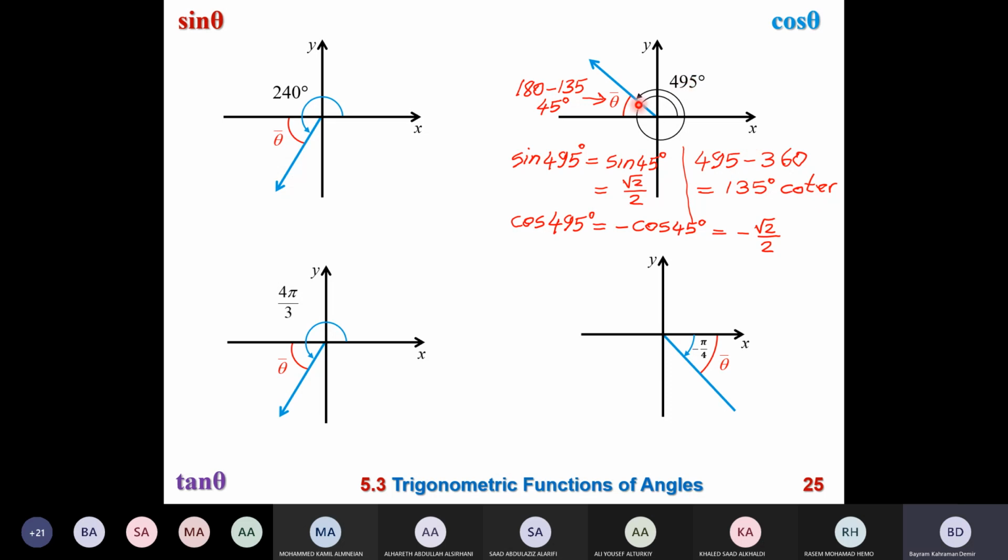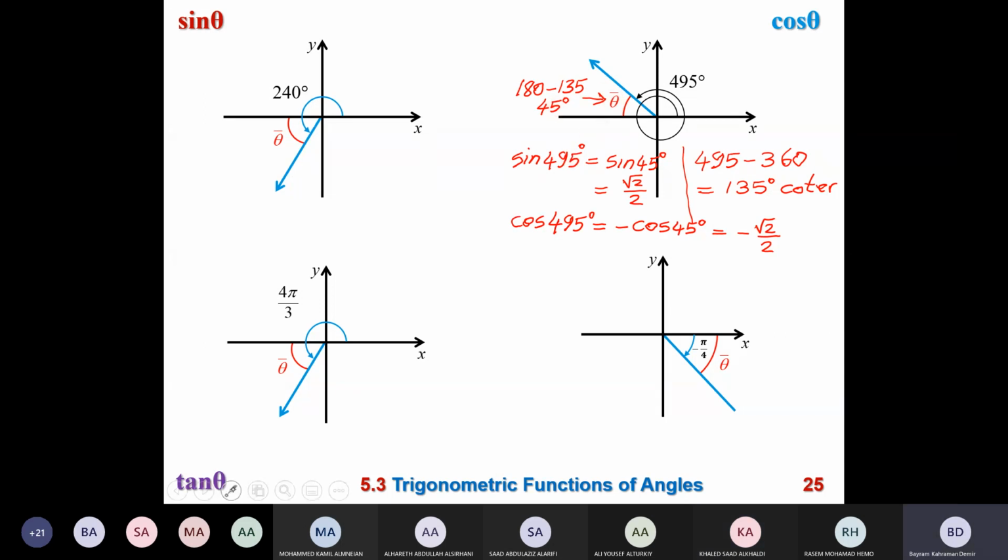Now, forget about 495. Look at 135. So how do you find the reference of 135, Shabab? 180 minus 135, which is 45.